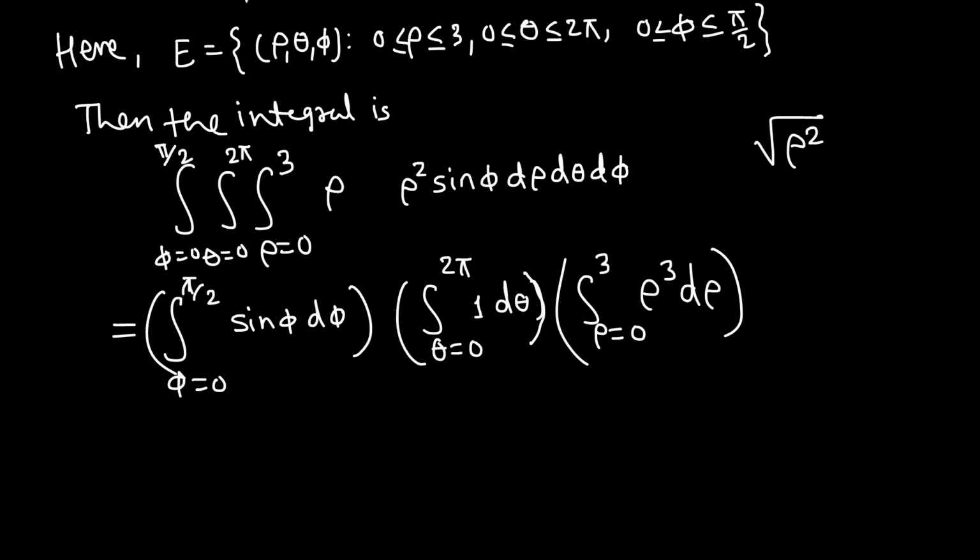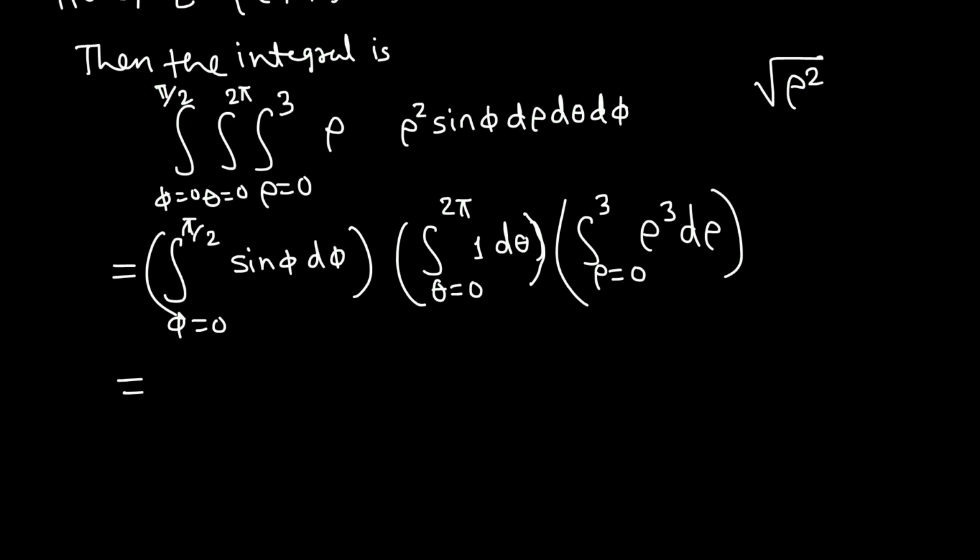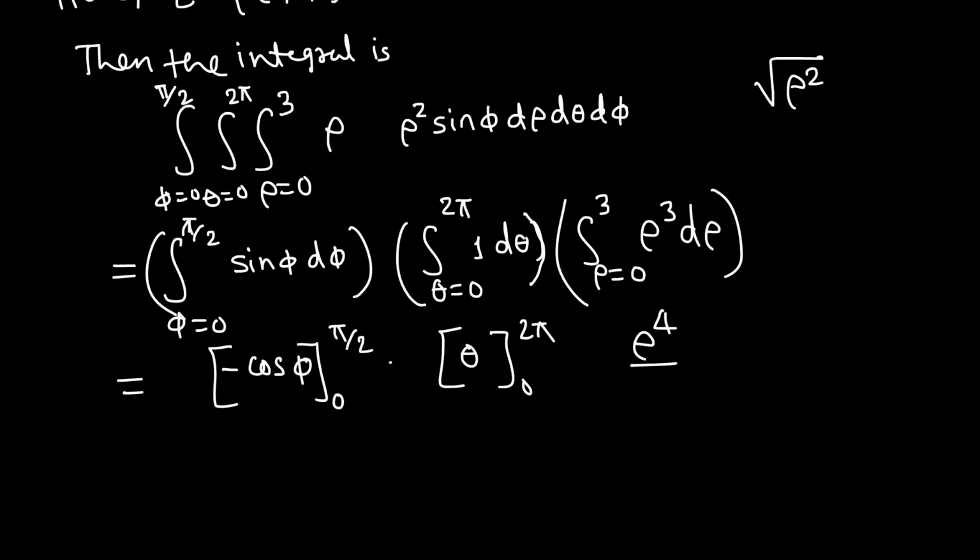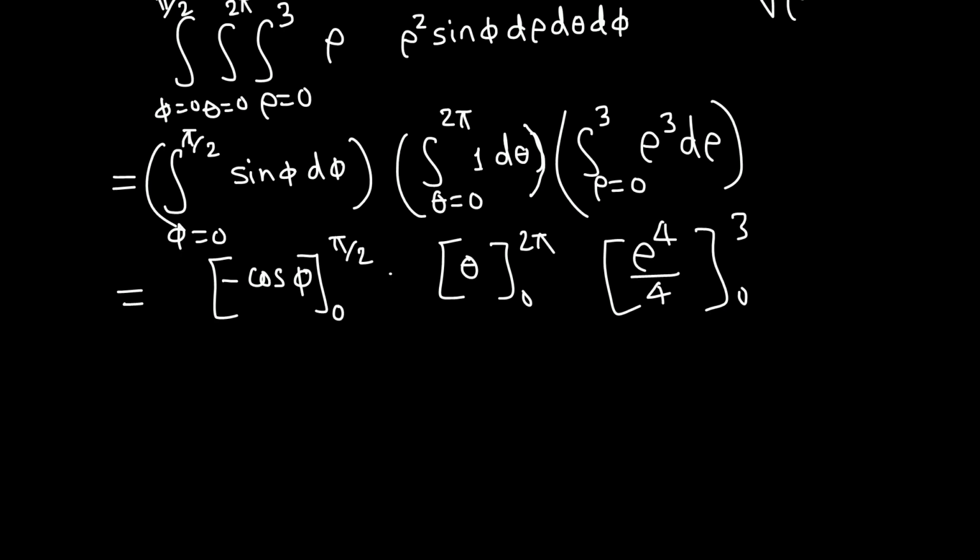Now, the antiderivative of sine is negative cosine, and we go from 0 to pi over 2. Here the antiderivative of 1 is theta, 0 to 2 pi. Here is rho cubed, so rho to the 4th over 4, 0 to 3. The upper limit is negative cosine pi over 2, which is 0, minus the lower limit, negative cosine 0, so negative 1.